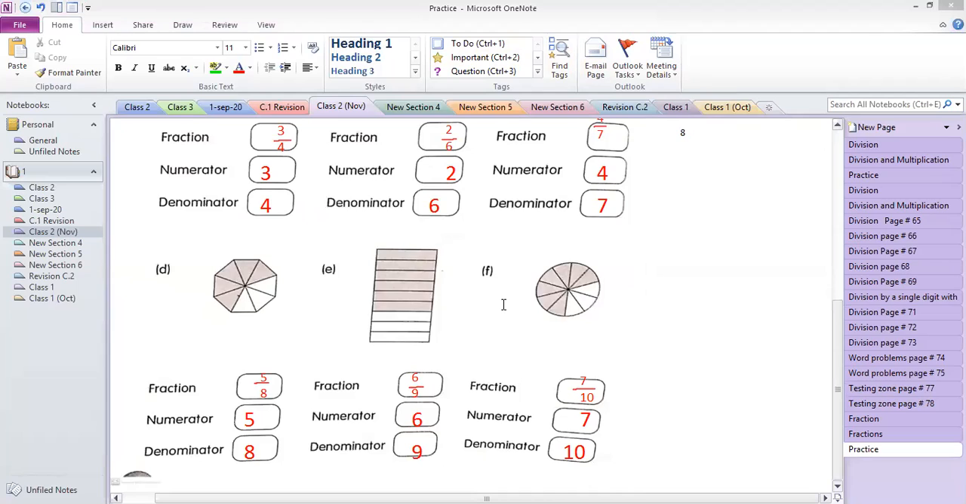So, is there any question, guys? No. Do you understand? Do you understand about the numerator, denominator, and fraction? How to write numerator, denominator, and fraction? Yes or no?